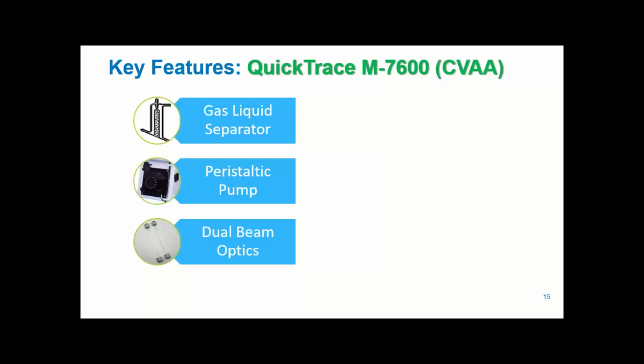This instrument has true double beam optics, so it has a superior baseline stability. The detector compartment is thermally stabilized. We also have a feedback monitor that will make automatic adjustments to lamp energy for stability throughout the lifetime of the lamp. This is important because it keeps your IBL constant even as your lamp ages.